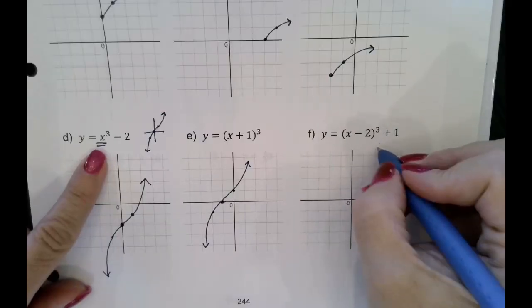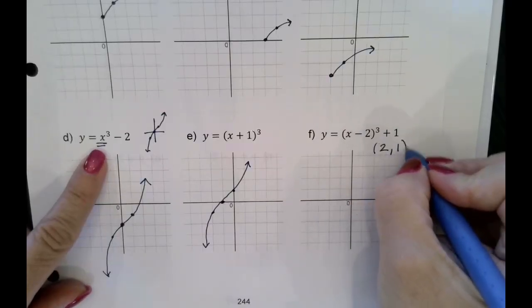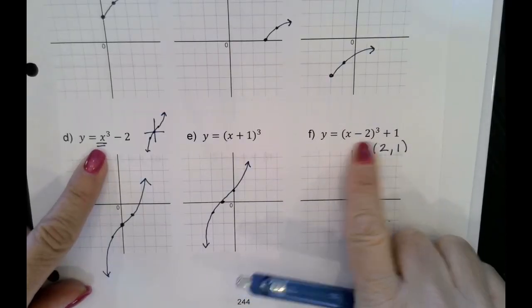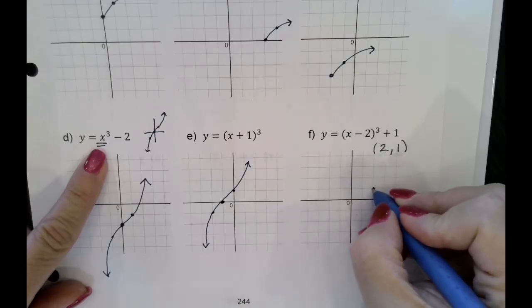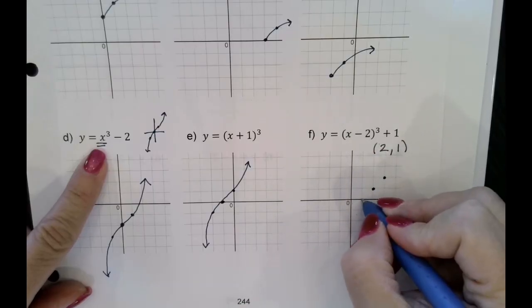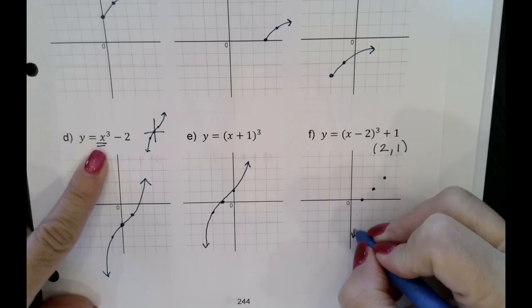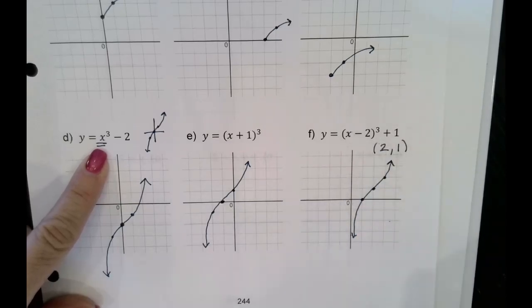Now here my starting point is going to be 2, 1. I moved to the right by 2, and I moved up 1. So 2, 1. Again, I add those 2 points on both sides. And this is what it looks like.